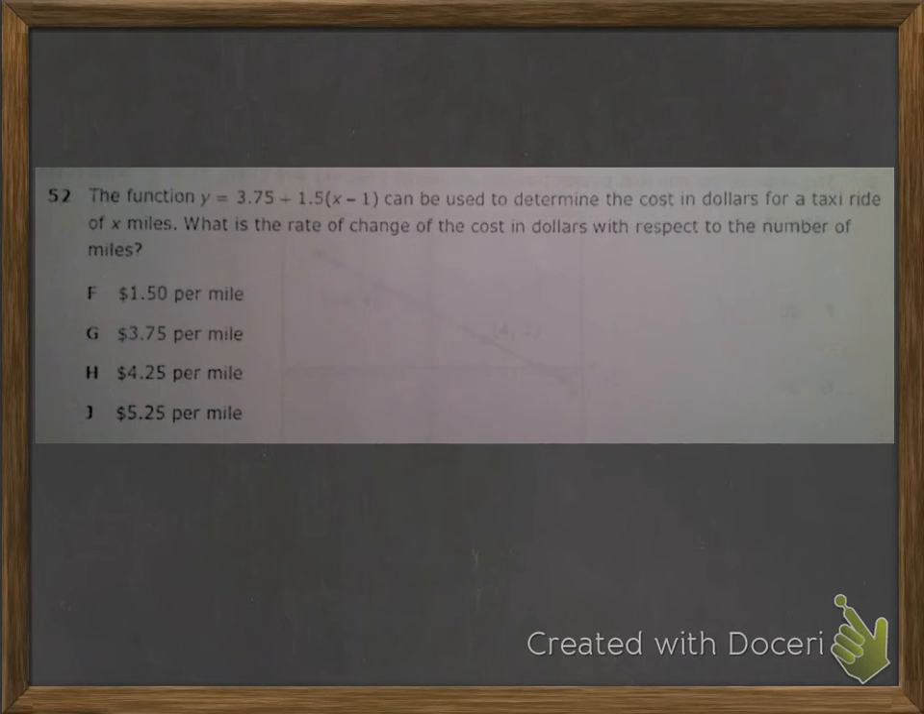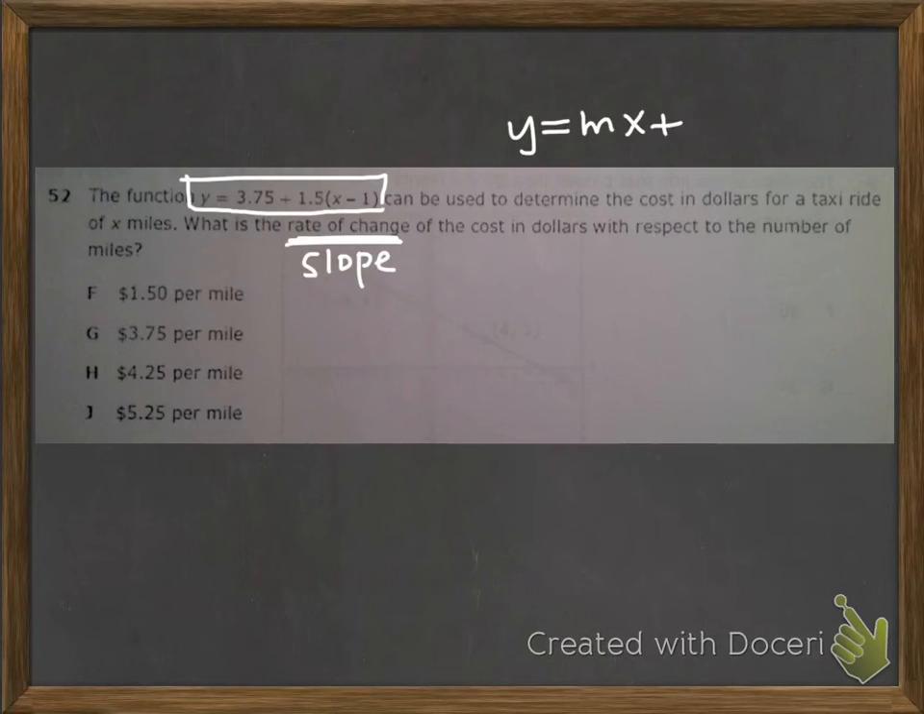All right, still on page 6 at the bottom, number 52, the function y equals 3.75 plus 1.5 times parentheses x minus 1 can be used to determine the cost in dollars for a taxi ride of x miles. What is the rate of change of the cost in dollars with respect to the number of miles? So remember, rate of change is the slope. I've got an equation. However, this form of the equation that I have isn't a form that I'm familiar with. I know that I can see the slope in slope-intercept form, which is y equals mx plus b. So if I can get my equation to look like this, then I can just pick out the slope. So let's see if we can't figure out how to rearrange that.